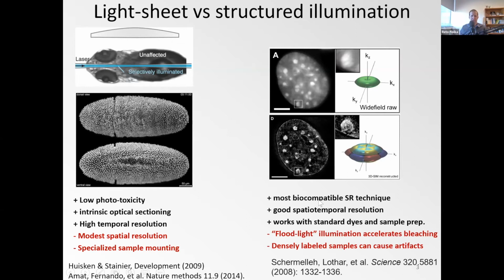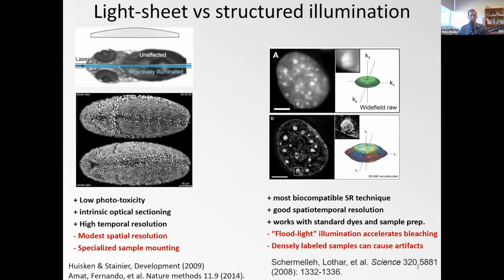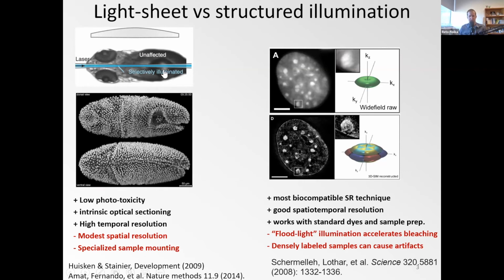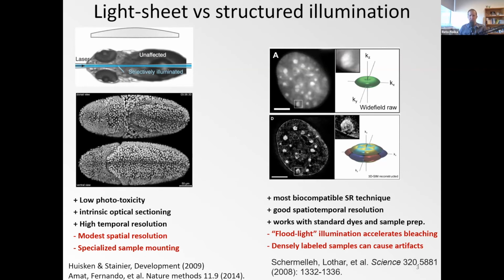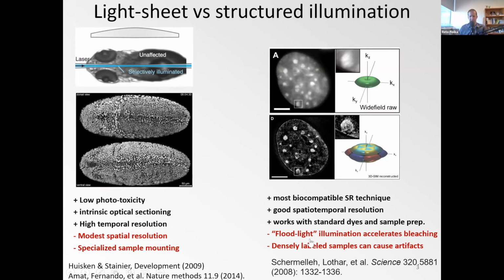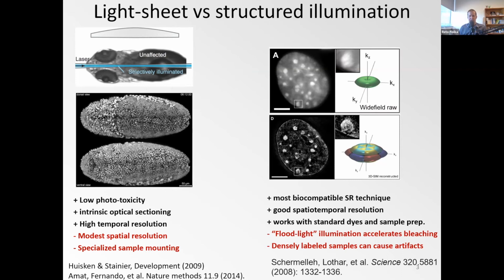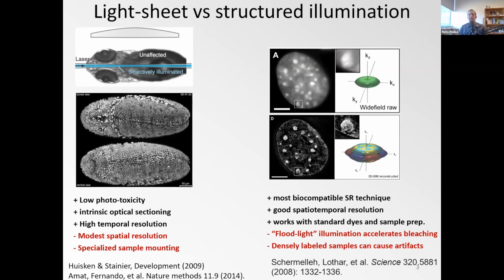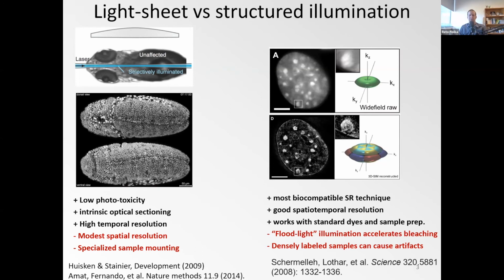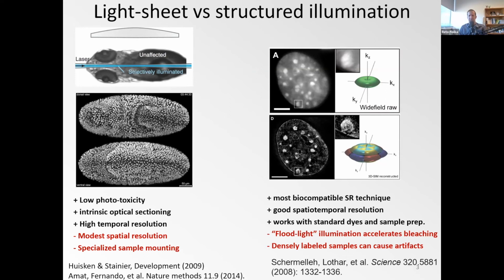The drawback of structured illumination, at least in its 3D form, is that it illuminates the sample with essentially a floodlight beam. There is no physical optical sectioning, so it's the opposite of light sheet. It essentially illuminates everything at any time. And if you have, say, a densely labeled sample, the out of focus light that you excite can cause artifacts. And given that you have no physical optical sectioning, you will also bleach the sample more quickly.